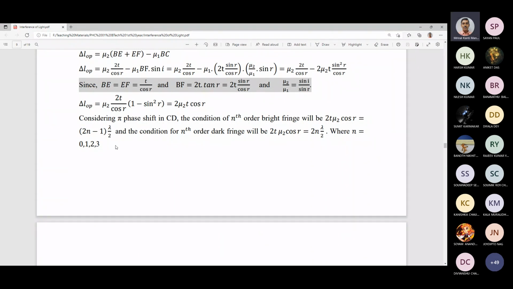That is the condition of bright fringe. And the condition of dark fringe is twice t.